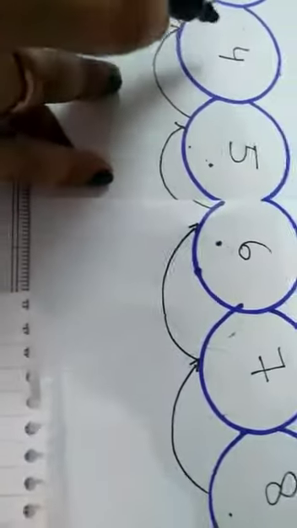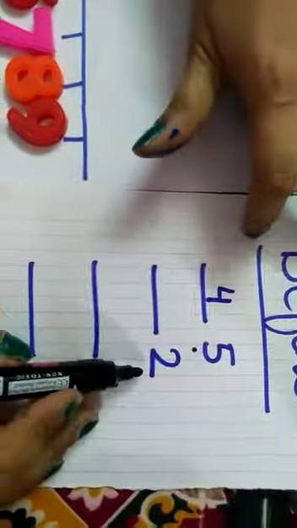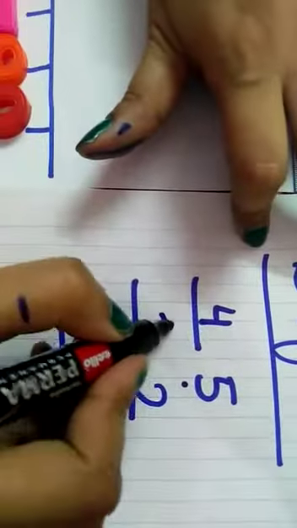Now let us take the example. What comes before 5? 4. So what is the answer? 4. What comes before 2? 1. So what is the answer, children? 1.